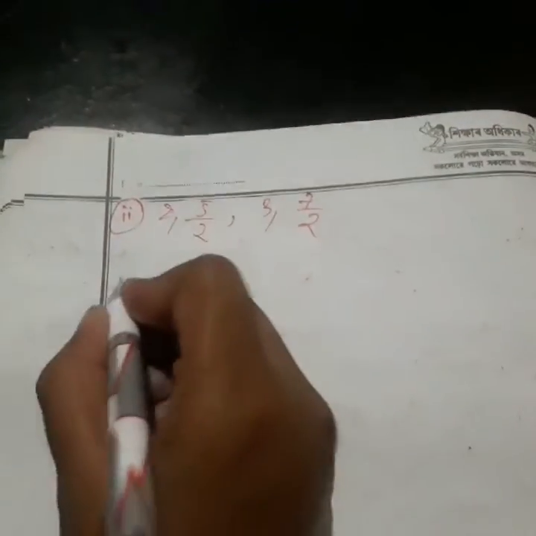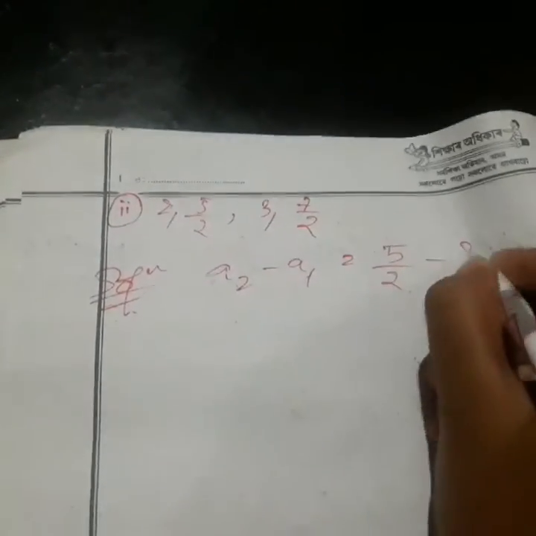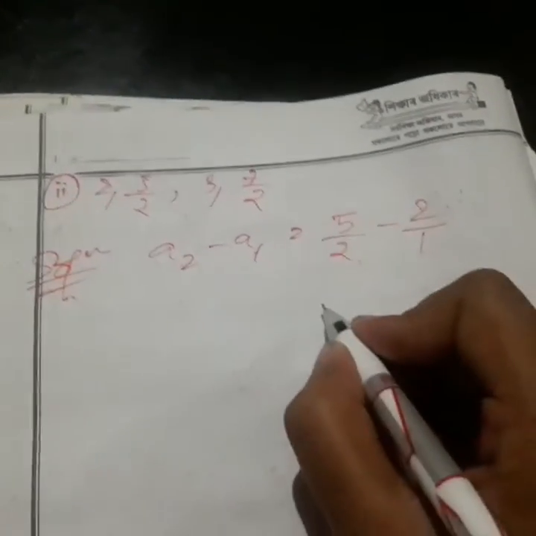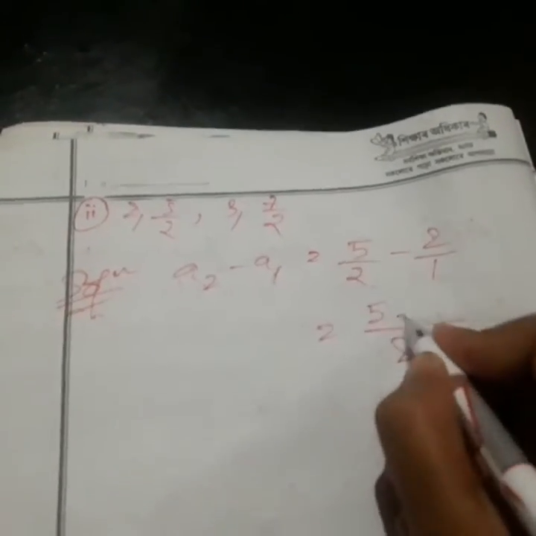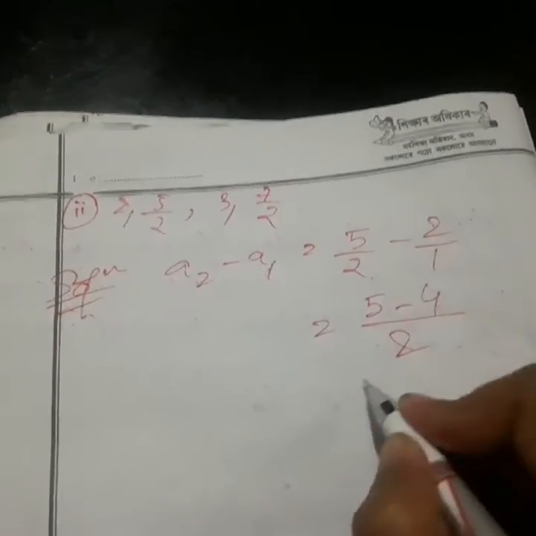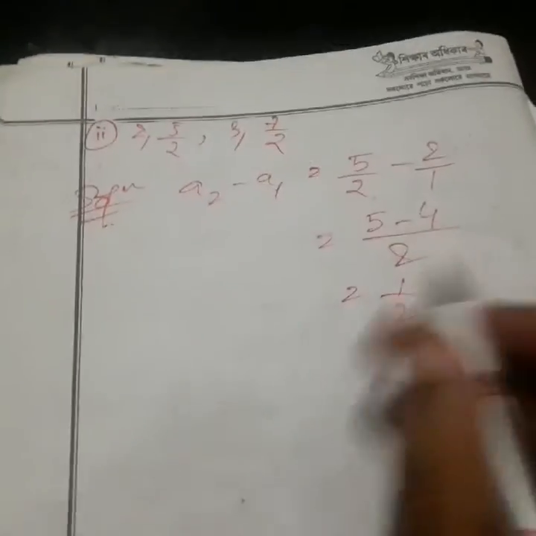Now, next question. What is the next question? Roman number 2. The list of numbers given is 2, 5 by 2, 3 and 7 by 2. So let's start like before. A2 minus A1, what will we get? 5 by 2 minus 2. In the denominator you will write 1. So the LCM of 2 and 1 is 2. So 5 minus 4 is 1 by 2.